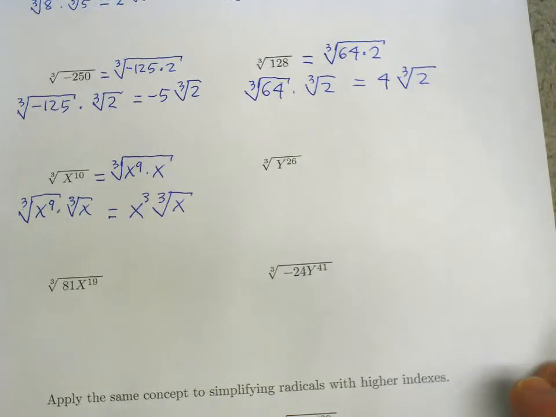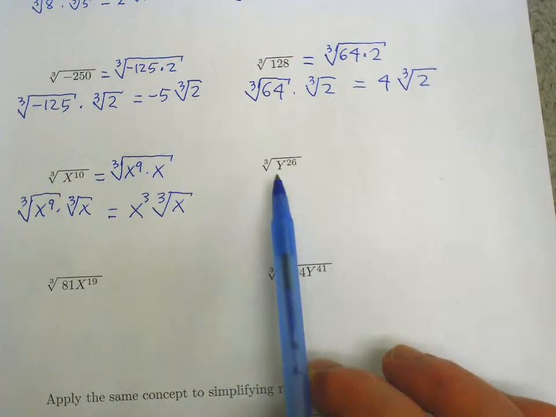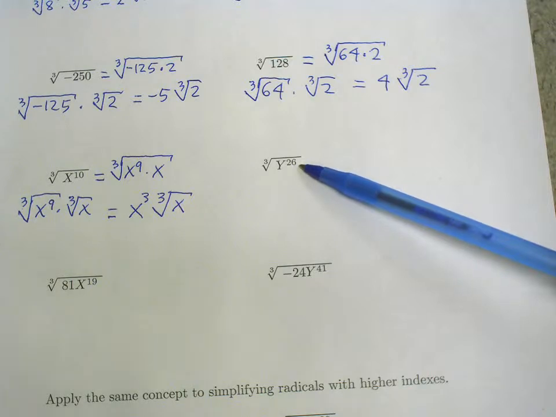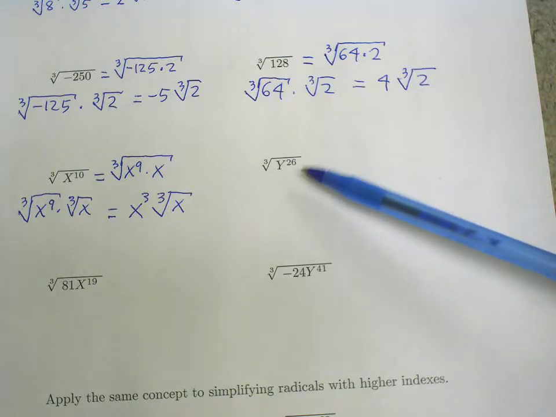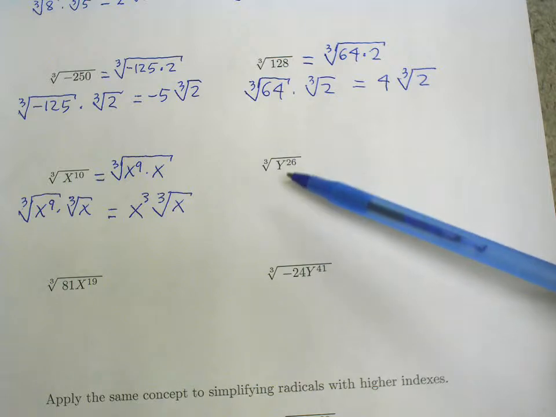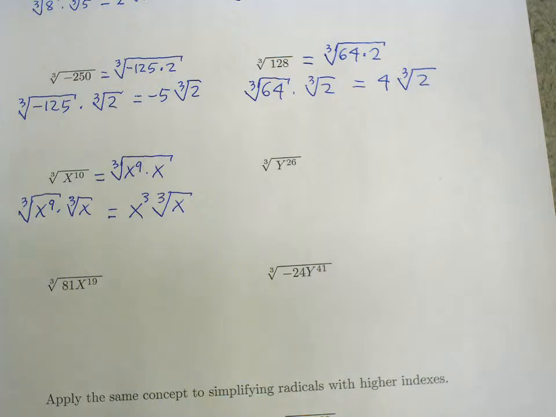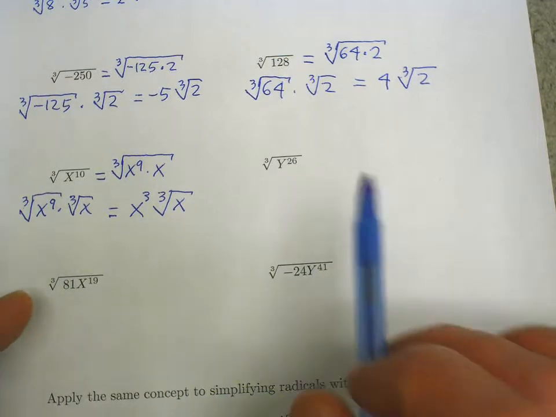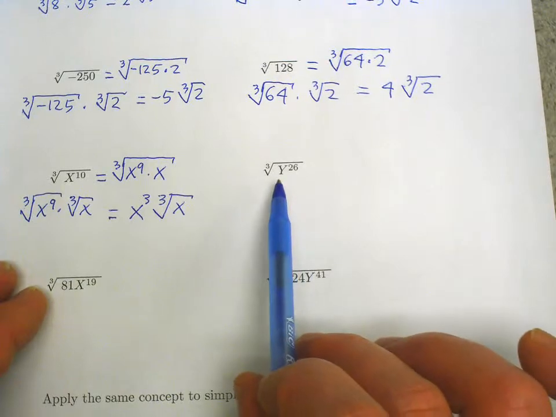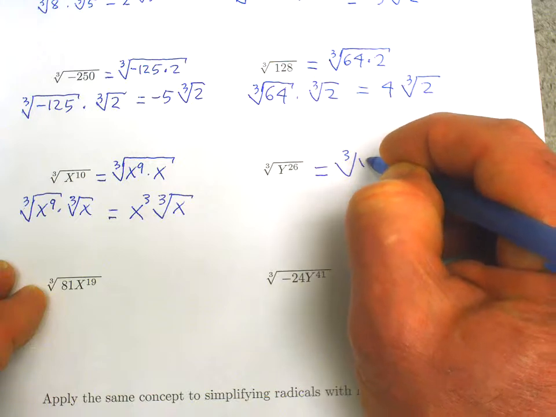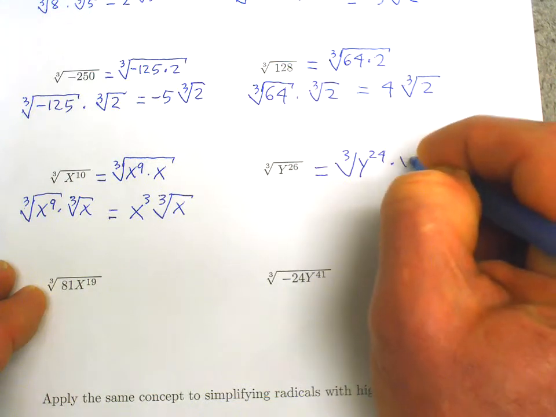Okay, the same sort of reasoning for the next example, the cubed root of y to the 26th. The exponent 26 is not a multiple of 3. The largest factor of y to the 26th that is a perfect cube, or that has an exponent that is a multiple of 3, is y to the 24th. And y to the 24th times y to the 2nd is equal to y to the 26th. So we will rewrite this as the cubed root of y to the 24th times y to the 2nd.